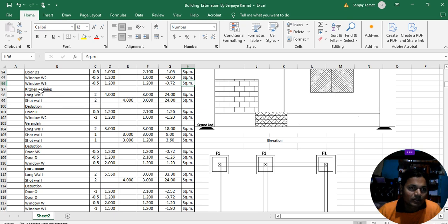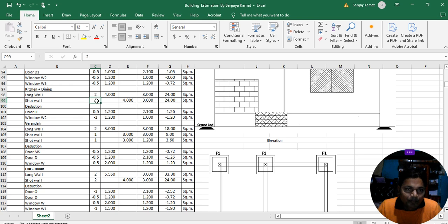Now we are going to work on the kitchen plus dining. Here also we have to keep two walls, long wall and short wall. Long wall will be number 2, and short wall will also be number 2. Coming to the long wall: number 2, length 4 meter, and thickness 3 meter. After multiplying all terms, you will get 24 square meter.